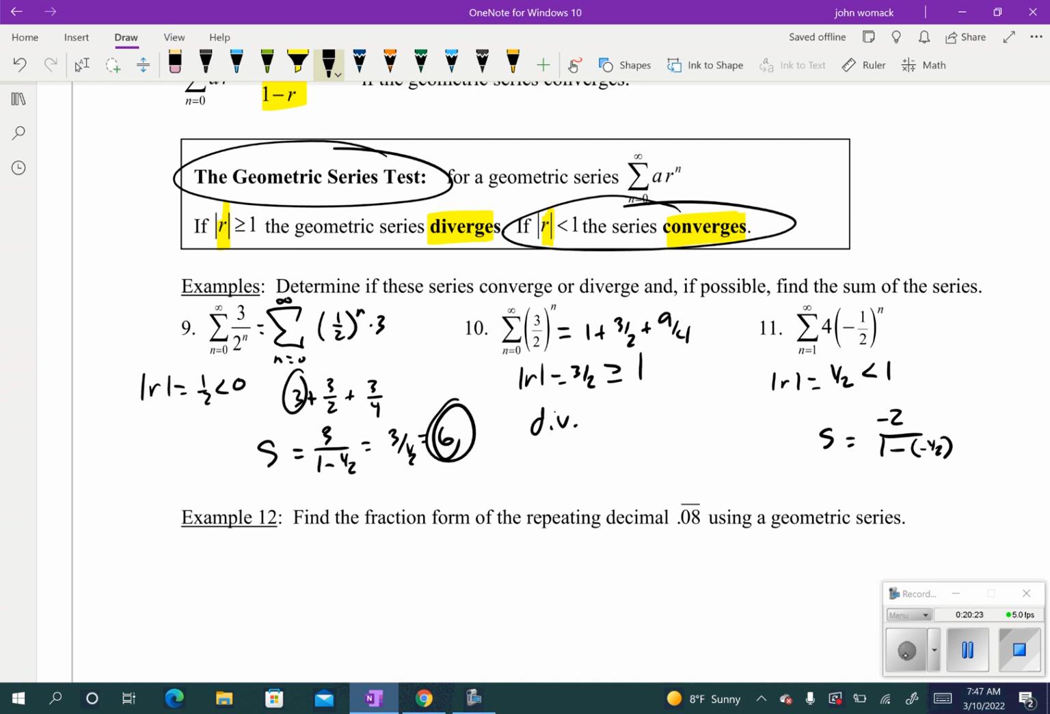Okay, so we end up with negative 2 over 3/2. So we times by 2/3, and we end up with negative 4/3. That is the sum of that infinite series. So this is kind of a cool question.